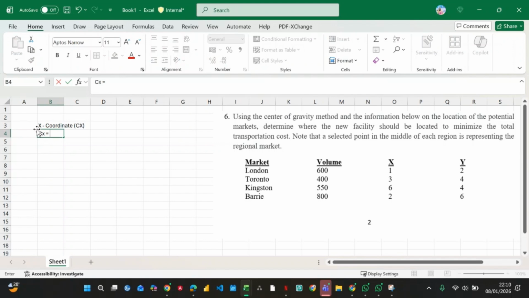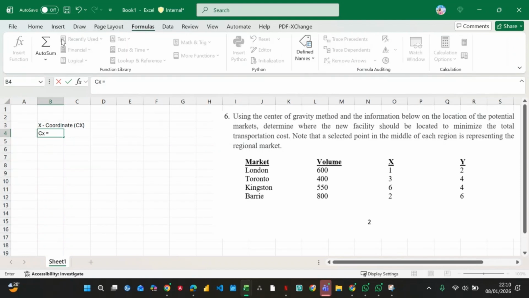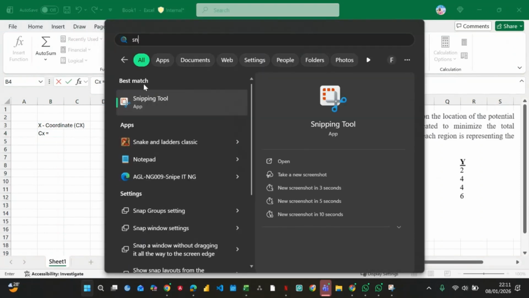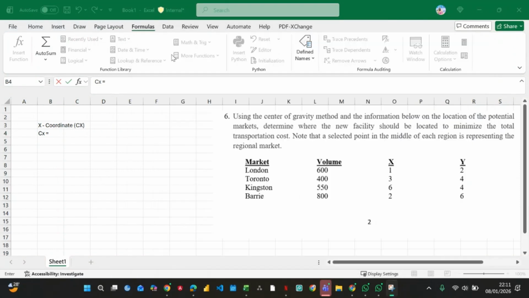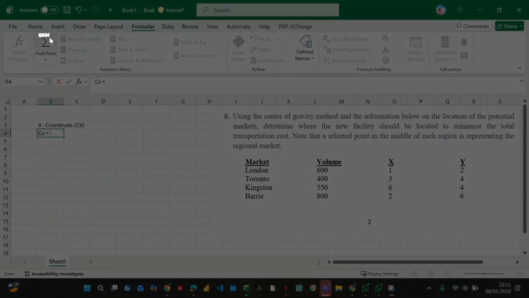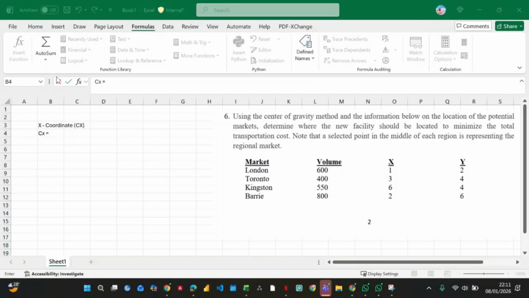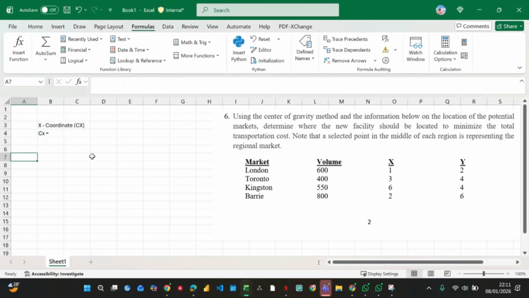Cx is equal to sigma. When I mean sigma sign, this is the sign I'm talking about. This guy, you understand? This sigma sign, but I can't get it here, so let me just get it myself as a picture, so that whenever I want to use it, I'll say, okay, let me paste it here. Okay, so the formula is sigma.